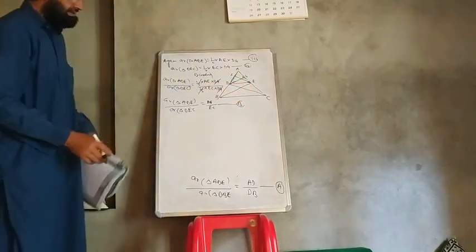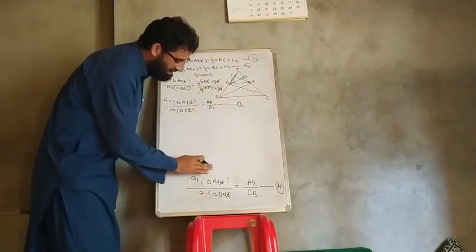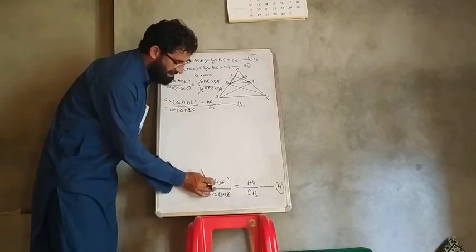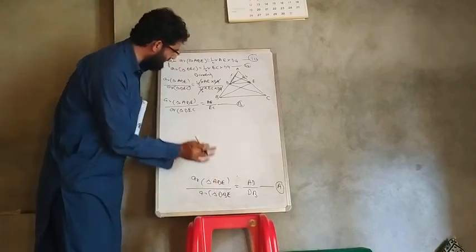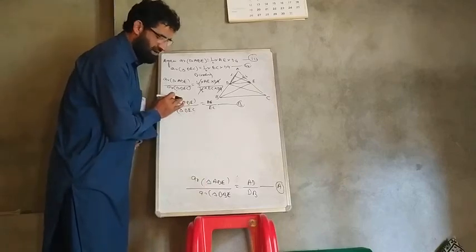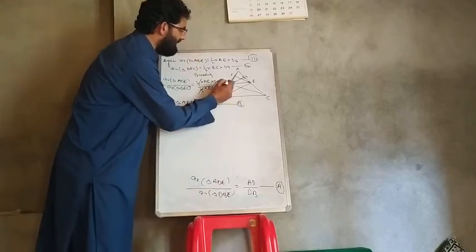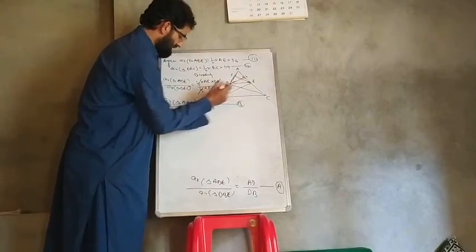Now consider these two equations A and B. Let us see their left hand sides. This is the area of triangle ADE. Again here is ADE, so numerator is equal to numerator. Now the area of triangle DBE. This is triangle DBE and this is triangle DEC.